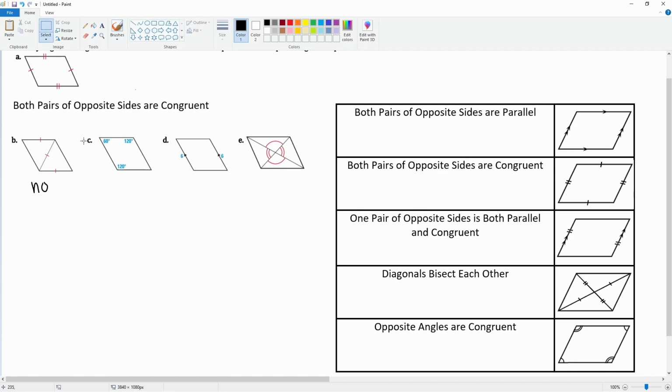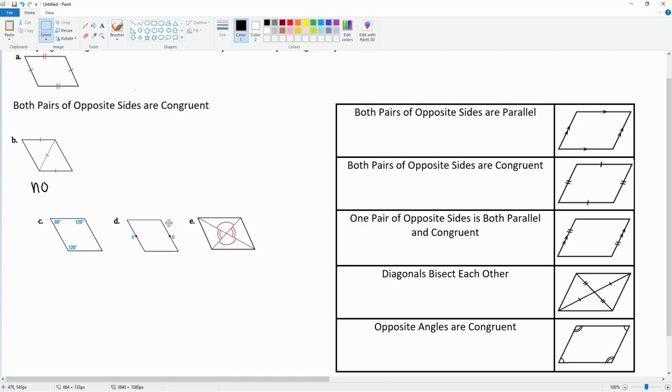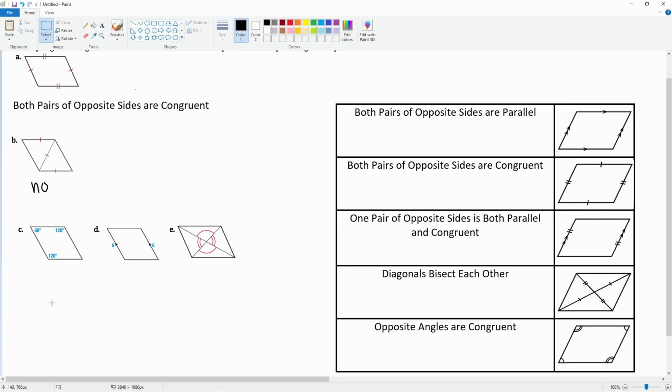And then let's say C here. If this is 120, 120, that is 60, so this has to be 60. And then opposite sides are congruent. So yes, we can say yes for this one. For C, that does work.